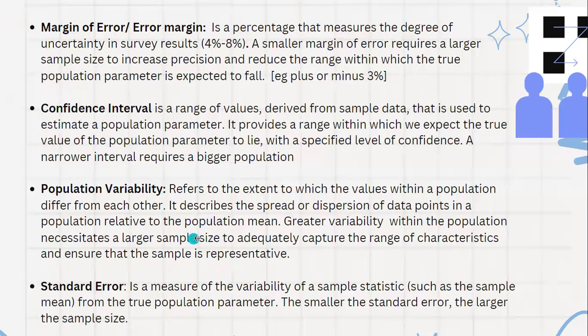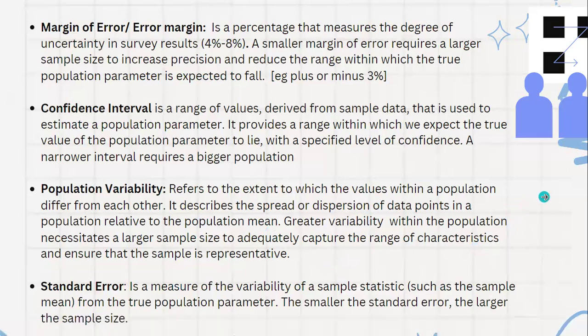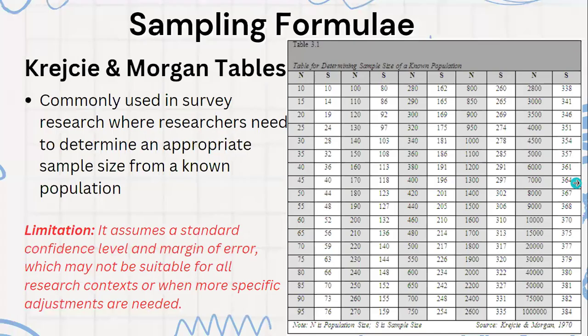And then population variability refers to the extent to which the values of the population differ from each other. This is very important, because the spread or the dispersion of the data points in the population is going to determine whether we need a bigger sample or a smaller sample. So a greater variability within the population is going to necessitate a larger sample. And then lastly, the standard error is a measure of the variability of a sample statistic, maybe like the sample mean, okay? So the smaller the standard error, the larger the sample size.